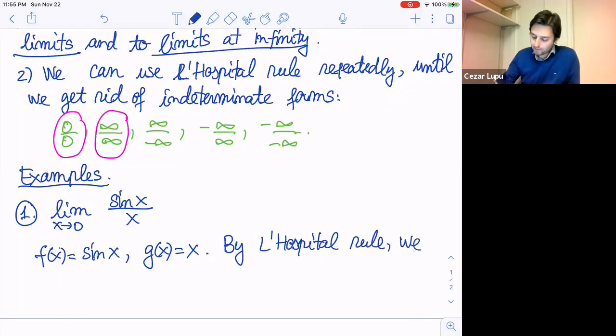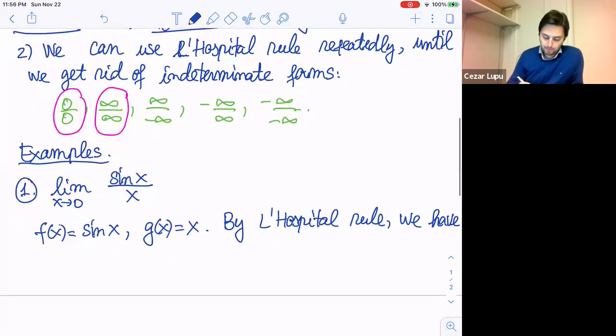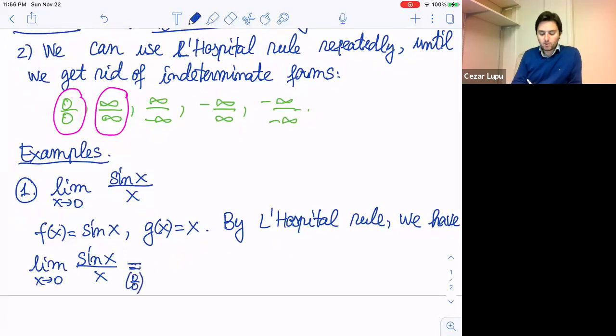We have that the limit as x approaches 0 of sine of x over x. First of all, the indeterminate form that we have here is 0 over 0, because when x approaches 0, sine of 0 is 0, and we have 0 over 0. So we're going to write here L'Hopital rule, LH.